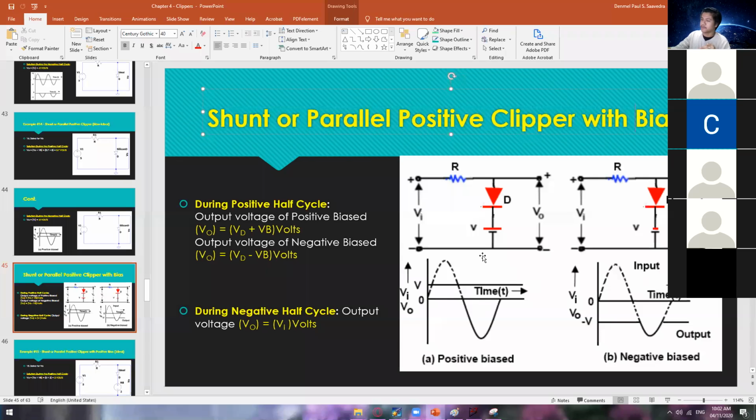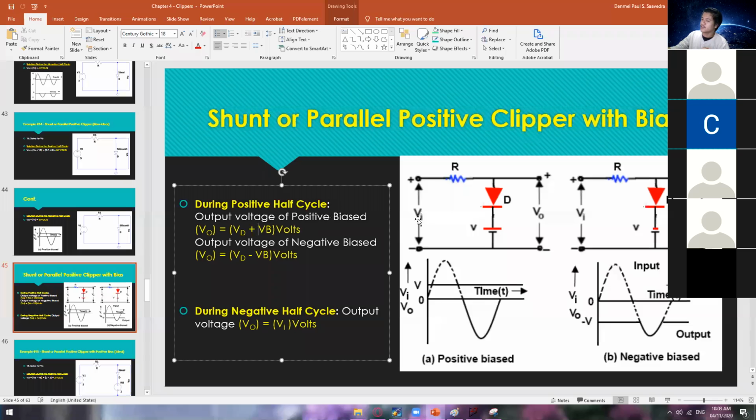Sorry. So for the positive bias, we have this polarity for the bias voltage. And then for the reverse bias, we have this polarity. It's negative and then positive, and then positive and then negative. It's the opposite. And then during the positive half cycle, so this one for now, the positive bias, voltage output is equal to V sub D plus V sub B.